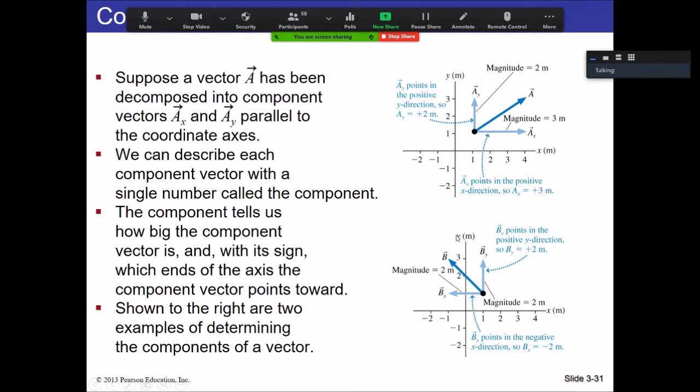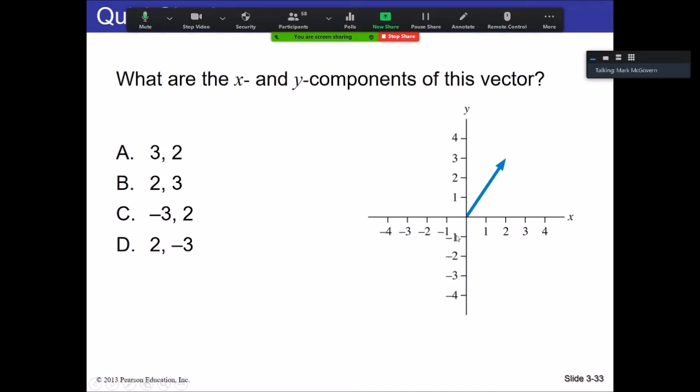Right? Okay. All right, what are the components of this vector? I've drawn this vector and placed it so that its tail is on the origin, which, by the way, is always a very smart thing to do.